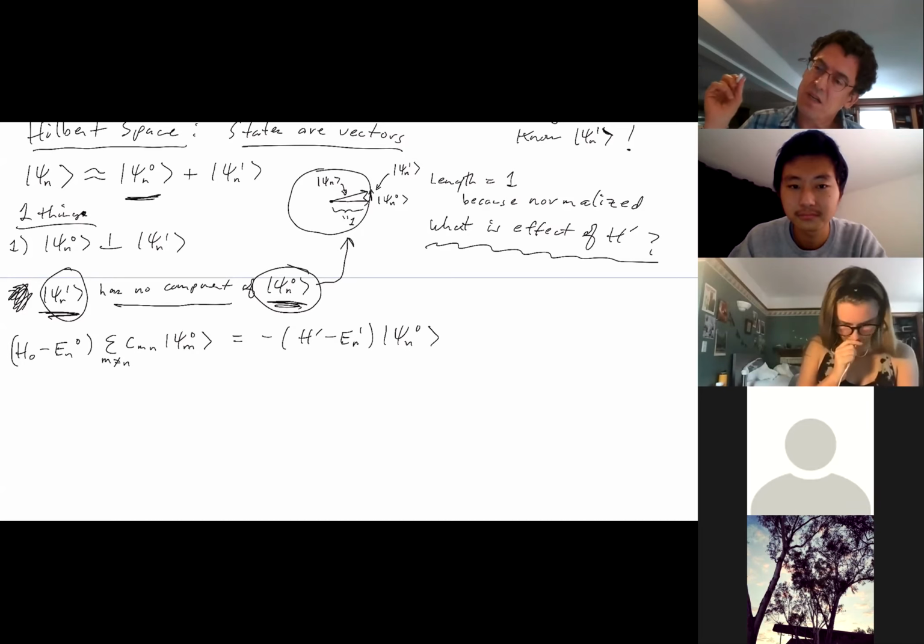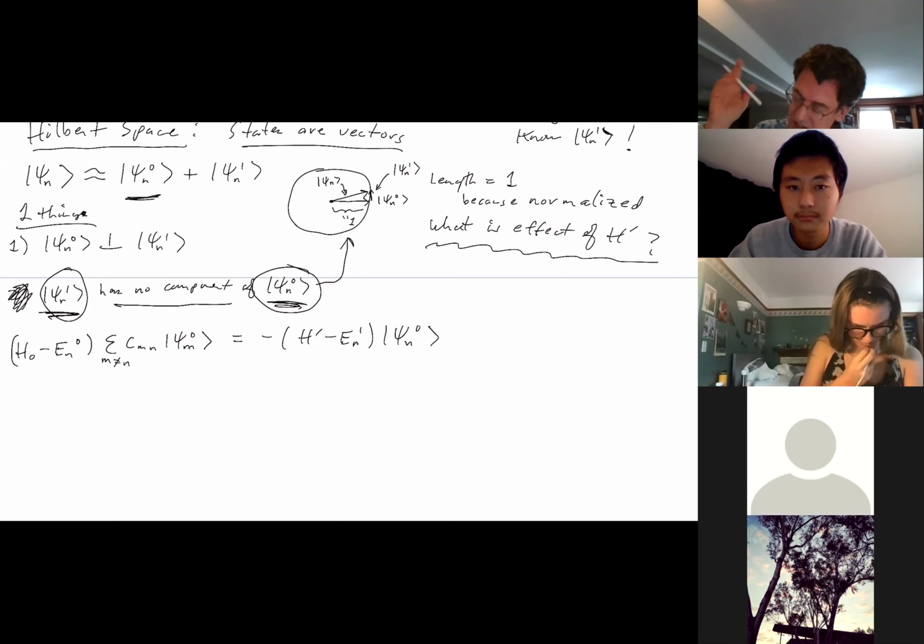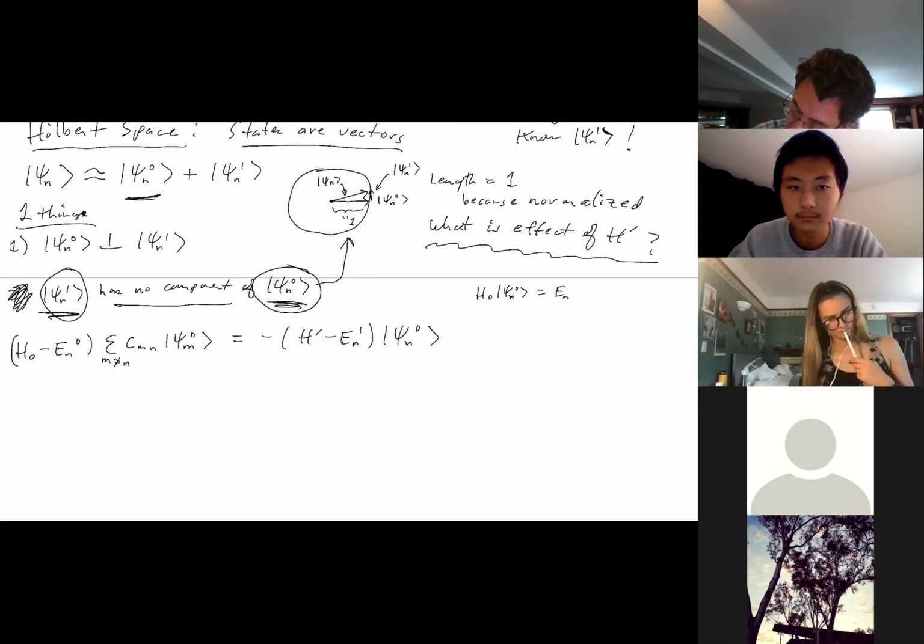Wait, H naught times what? Psi n naught. Okay. But why can't I make the same argument that I can't scale the length because it's normalized? No, it's not. Look, when I say H naught hits psi n naught, it equals E n naught times psi n naught. So in the language of linear algebra, we say that psi n naught is unchanged because it hasn't been. It's the same vector in the language of linear algebra.